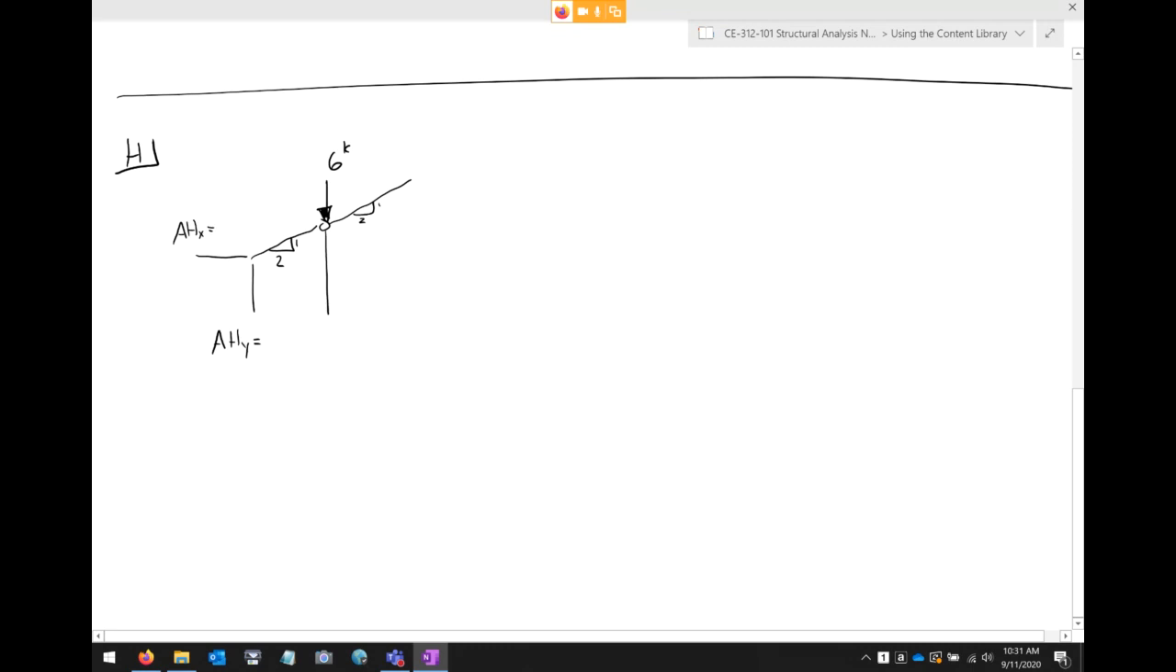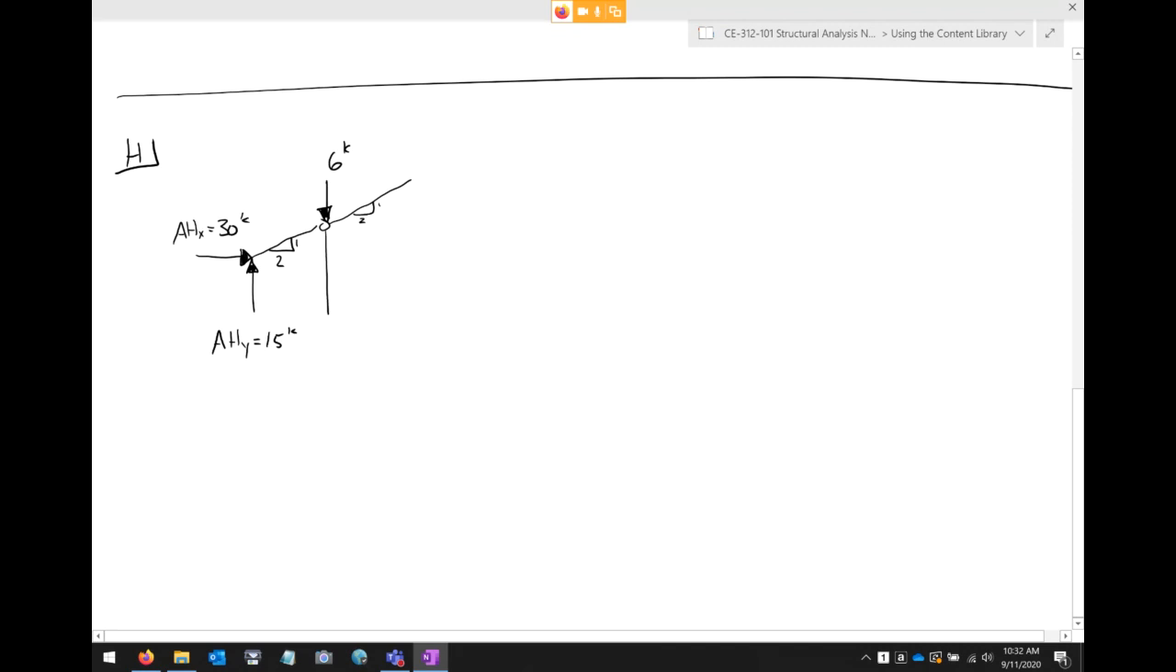First thing I'm going to do is get the values from the previous joint analysis I just did. So I had AHX was 30 kips, so we'll go ahead and write that. And this was 15 kips. Now we have to ask ourselves the direction, and this is where you go back to the previous joint. AH was a member that was experiencing compression, so it needs to experience compression here too. So both of those forces point toward the joint.